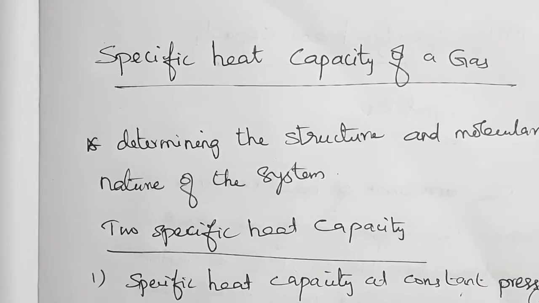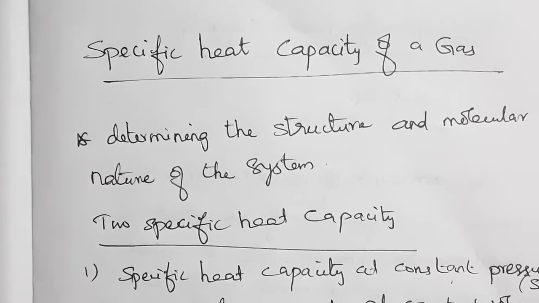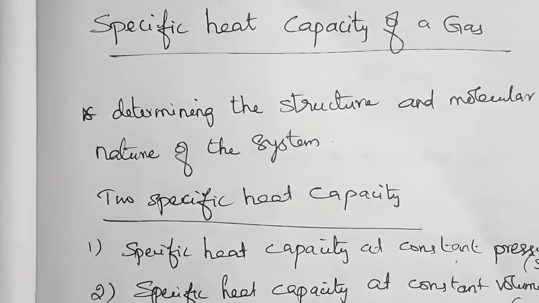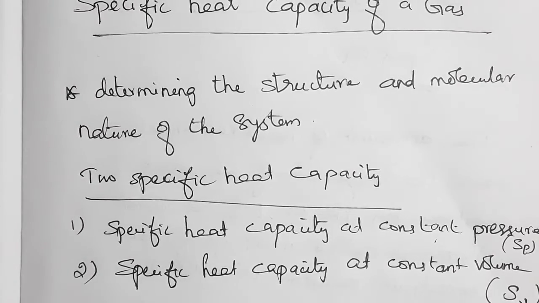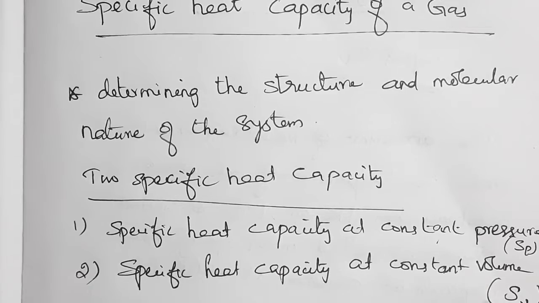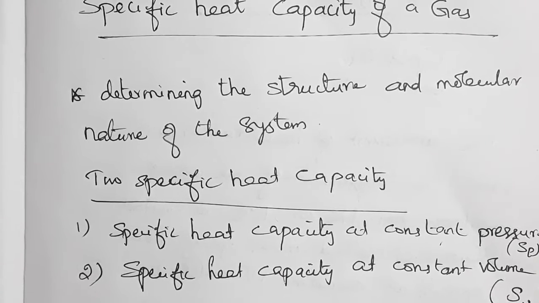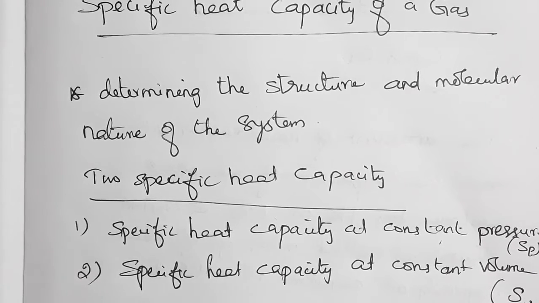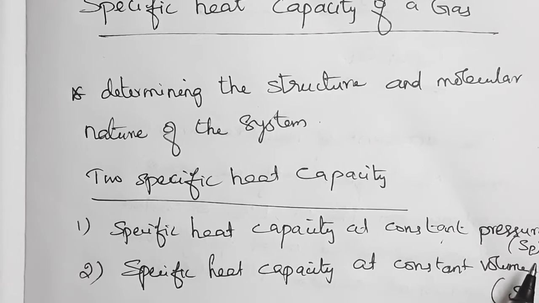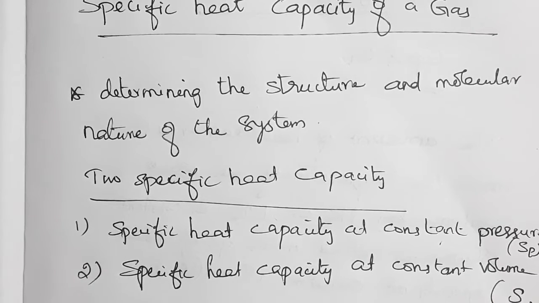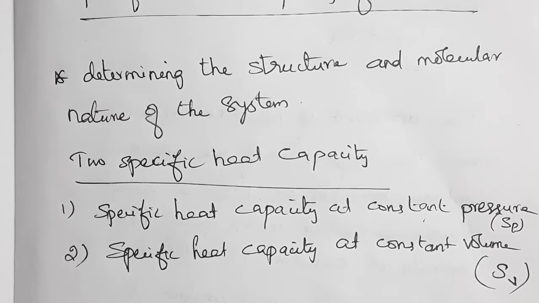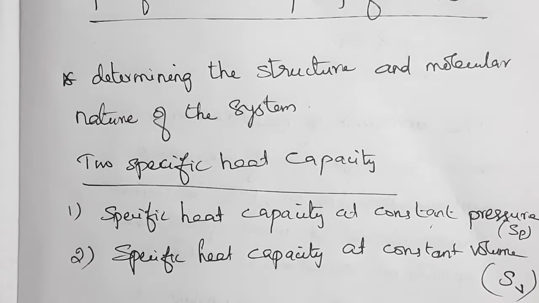There are specifically two specific heat capacities: specific heat capacity at constant pressure, Sp, and specific heat capacity at constant volume, Sv. Let's see one by one.